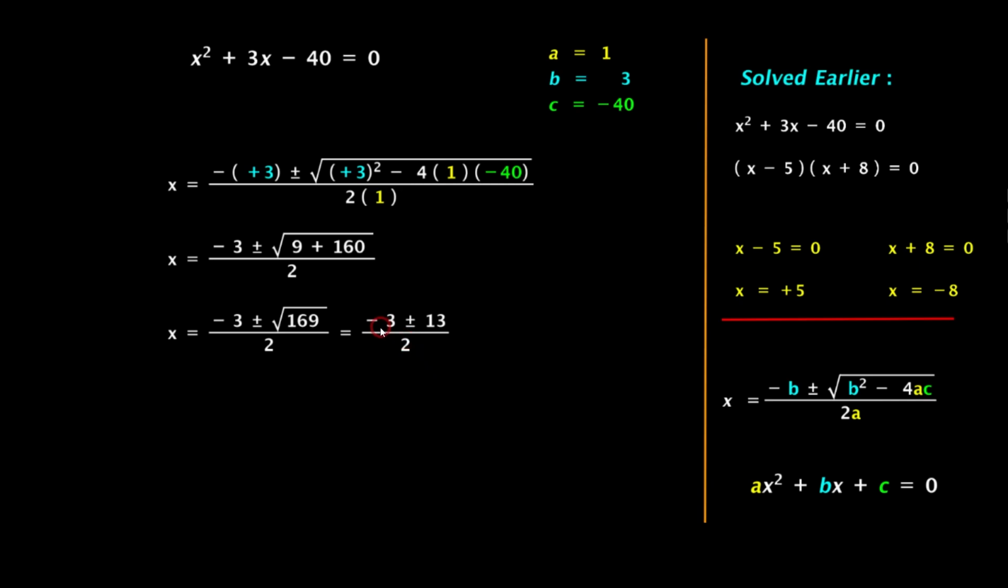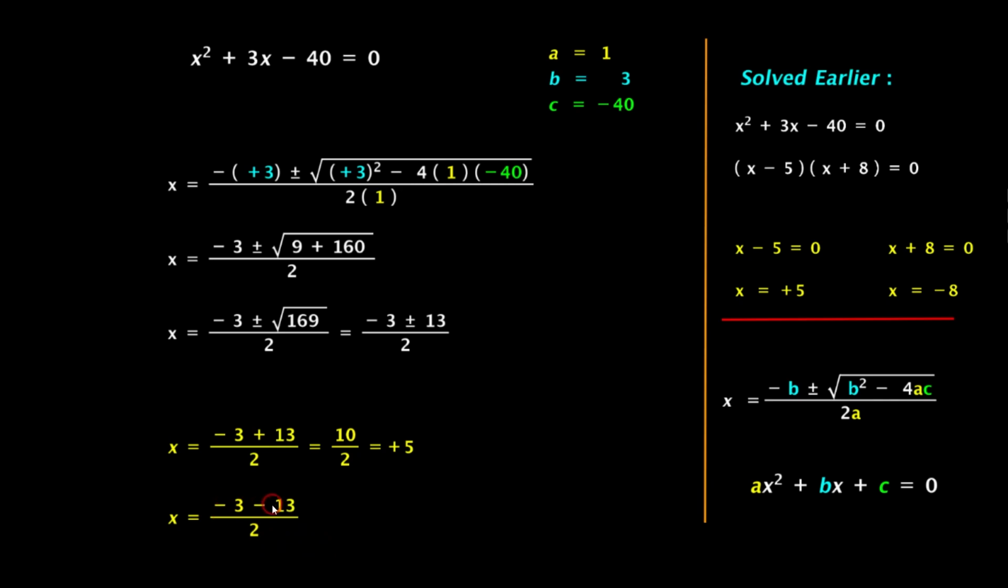Now one of the values we will take with the positive 13, and the other value we will take with the negative 13. So one of the values is negative 3 with the positive 13, all divided by 2, which is negative 3 plus 13, a positive 10, divided by 2, which is 5. We know one of the answers was 5. And the next value, what we do is negative 3 with the negative 13, and everything is divided by 2.